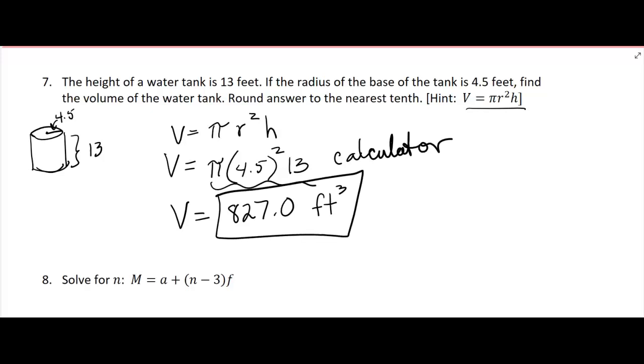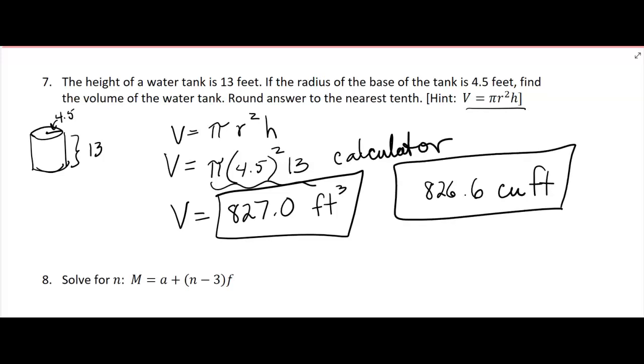Now it kind of depended on what you used for pi. I believe that's the answer you get if you use the pi button, but a lot of people just have learned to use 3.14, and then you get 826.6. You could have written CUFT. That's another abbreviation for cubic feet. So you had to have something like one of those two answers, okay, or close to it. Since we're going to the nearest tenth, you shouldn't have had more decimal places than one past the decimal, okay? So that's that answer, kind of a long answer there.